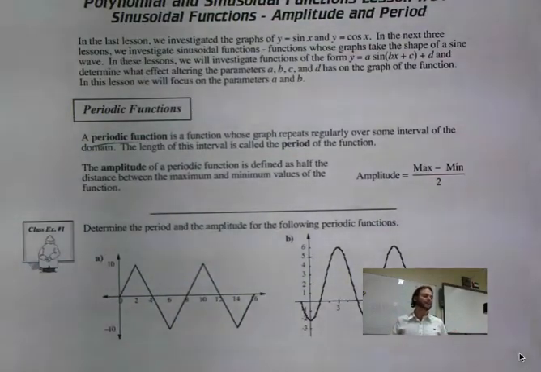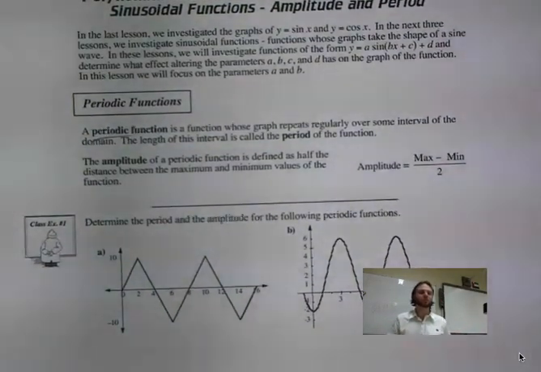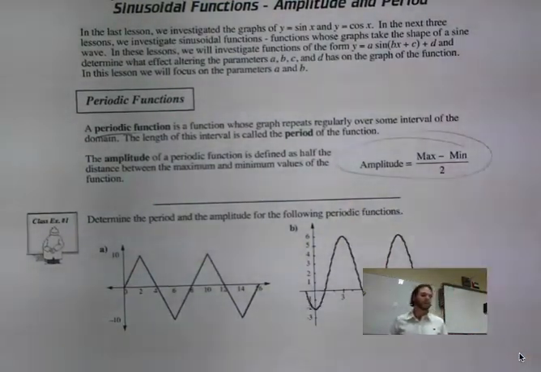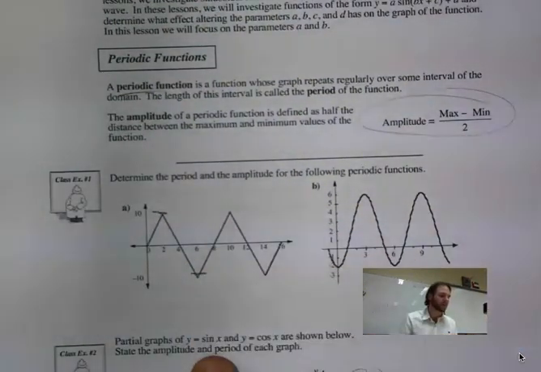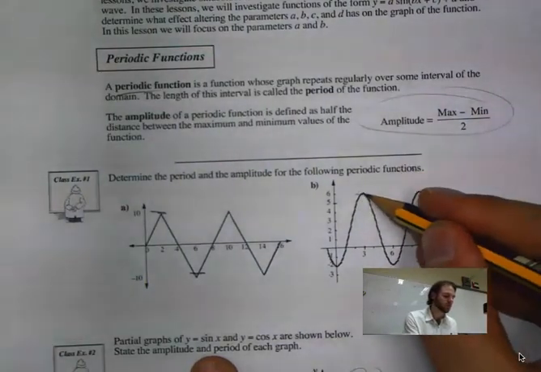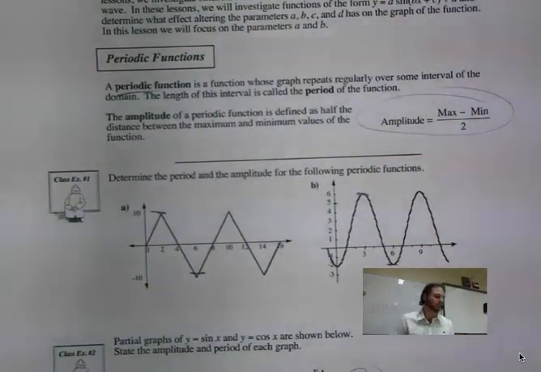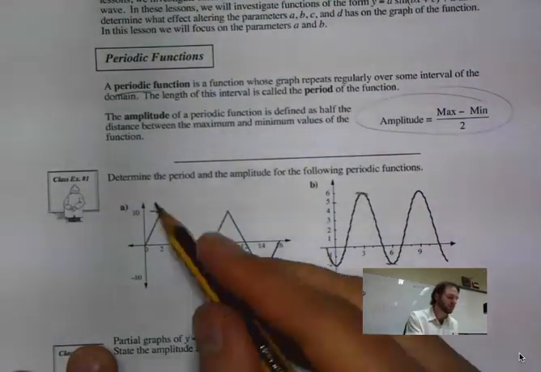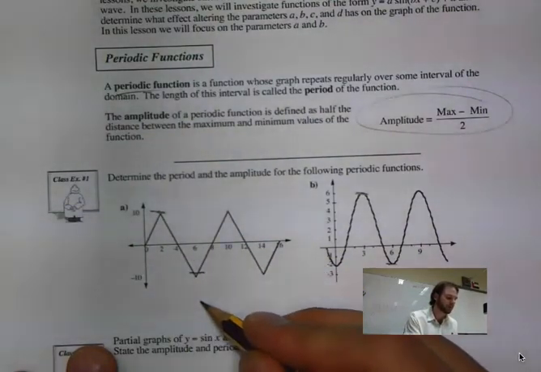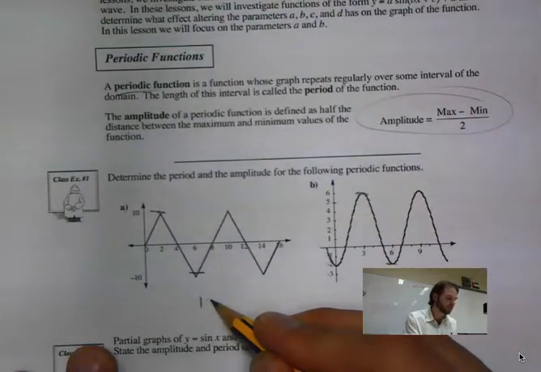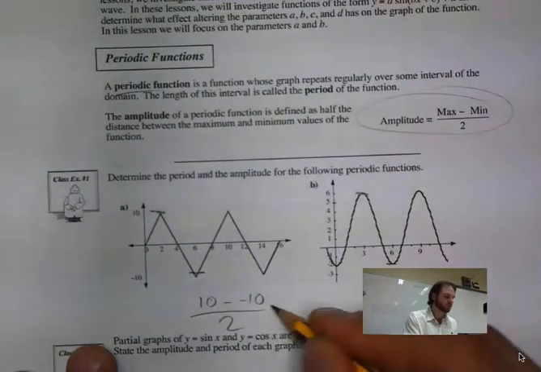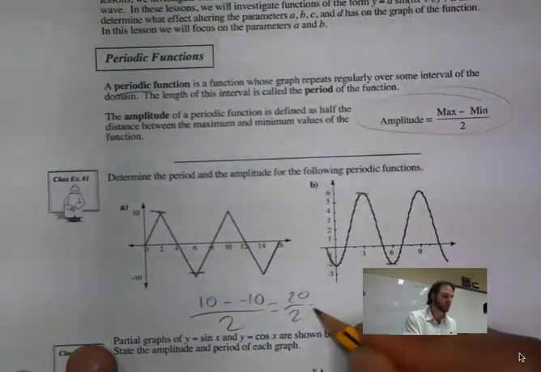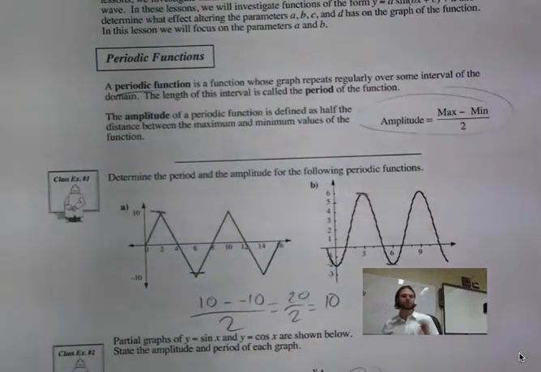The other thing we're going to look at is amplitude. An amplitude can be described using this function here. It is your max minus your minimum, and then we divide by 2, because it's the average between max and minimum. So my amplitude for this is max minus min, which is 10, subtract negative 10, divided by 2, which gives a total of 20 over 2, which is equal to 10. So my amplitude is 10.